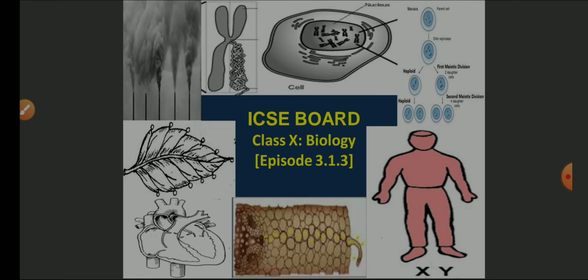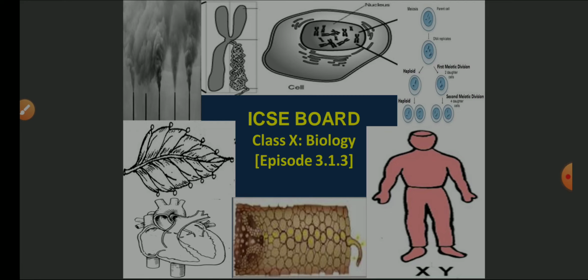This is episode 3.1.3. In the previous episode we have seen the external structure of the heart. In this episode we are going to talk about the internal structure. In the external structure we talked about pericardial fluid and its function, and the blood vessels entering and leaving the heart and their function.